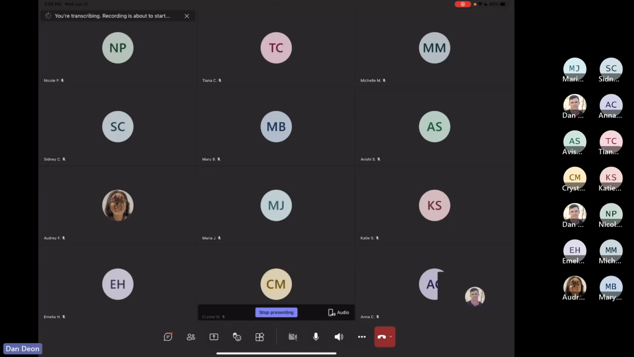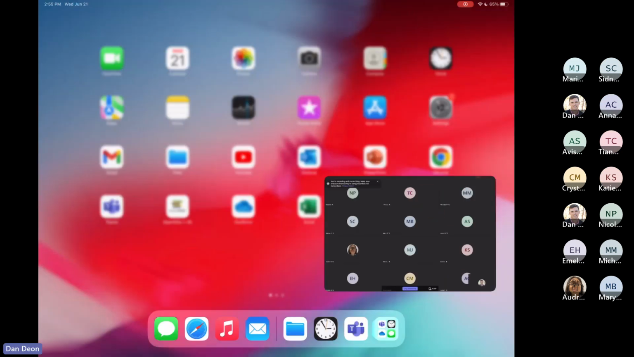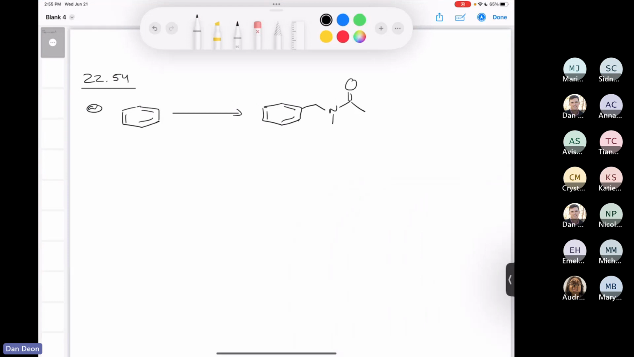All right, so 22.54. We were looking at 22.54A. We want to make this amide from benzene. The first disconnection is probably the most abundantly clear of all of them: if you wanted to make this compound in terms of retrosynthesis, you could think about installing the acyl group, right? Because we talked about acylation. That was one of the whole subjects of this class.